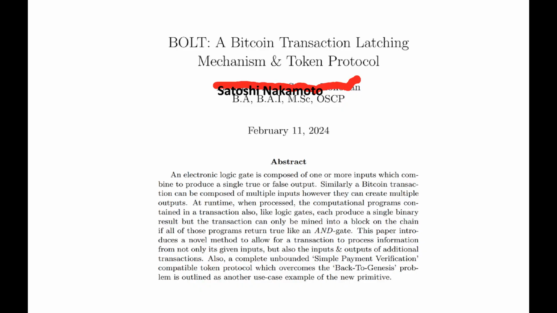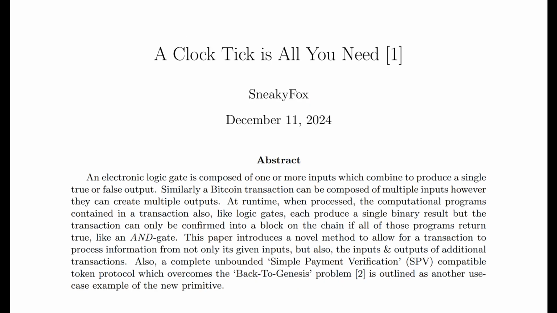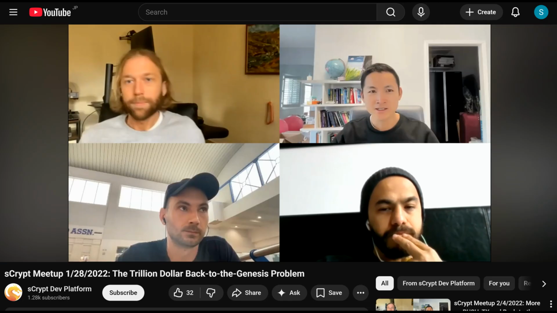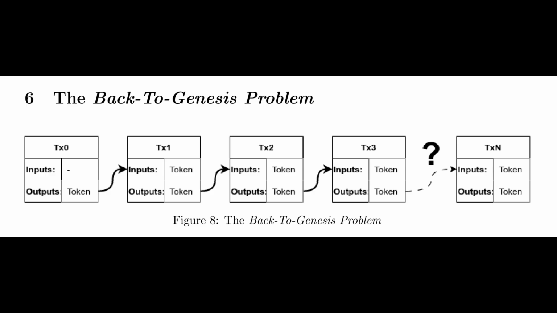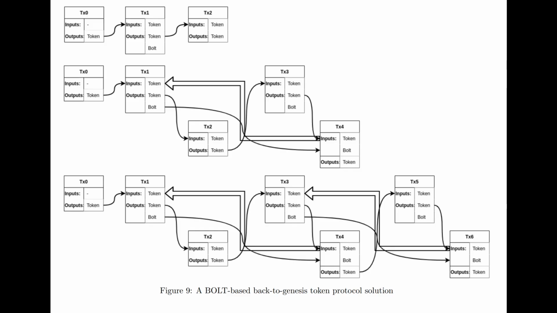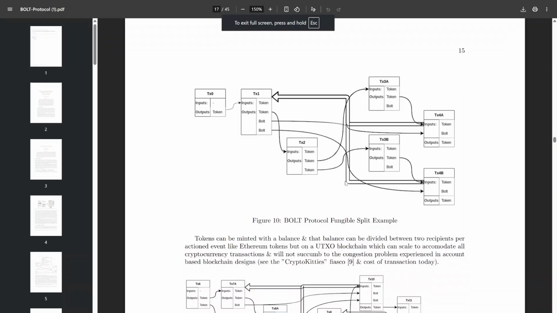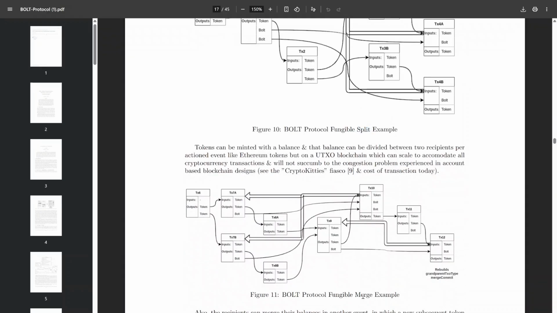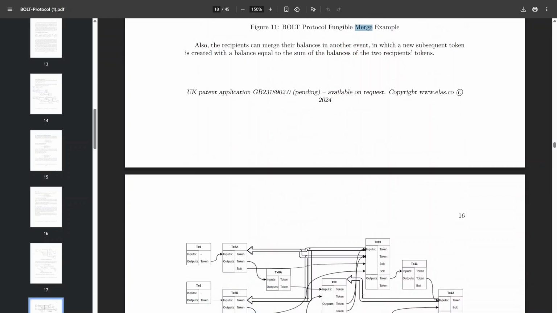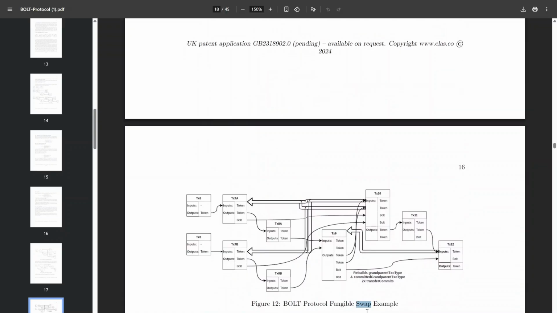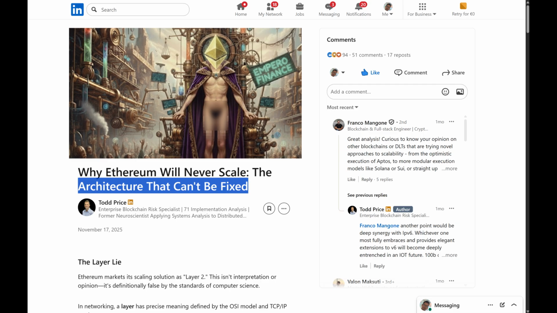I will show you how we were about to introduce the new Layer 1 token protocol Bolt this year to Bitcoin. It provides a solution to the famous back to Genesis problem, which we will discuss, and long sought after Ethereum-like base layer tokens, which contain a balance to be divided and recombined and trigger additional Layer 1 events and transactions automatically, and crucially, without the Ethereum and the account-based blockchain architectural bottleneck.